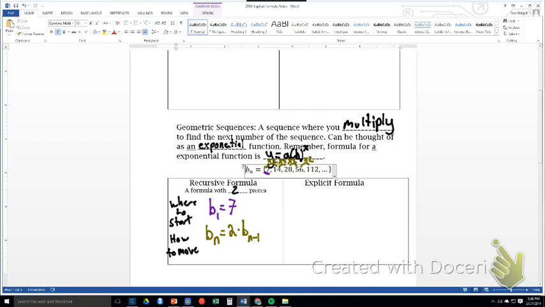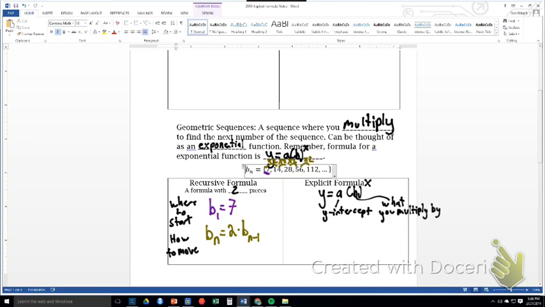Then we have our explicit. Once again, our explicit is based off of the formula, but this time it's going to be y equals a times b to the x, where a is your y-intercept, and b is what you multiply by. All right, just like what we've been doing. So it's what you multiply by.